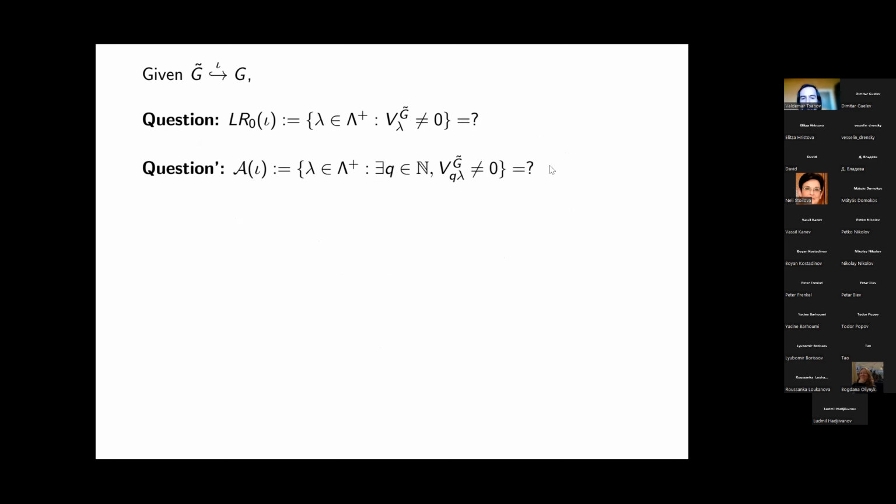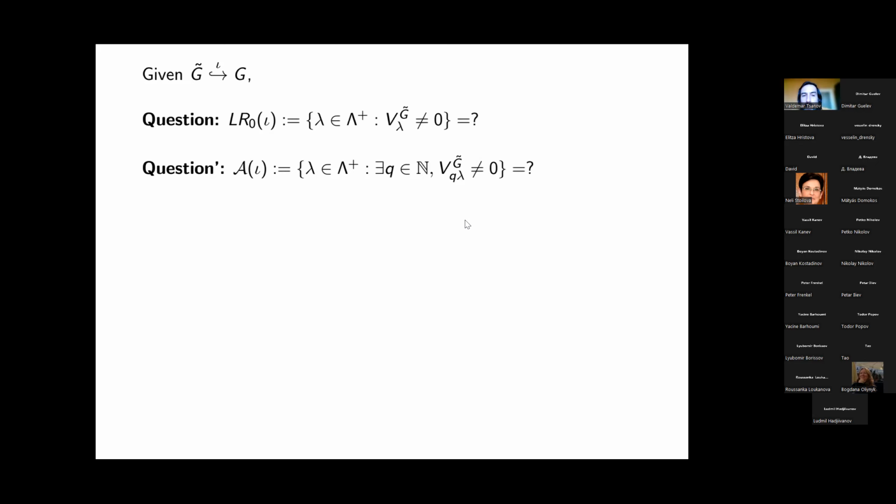And here is a slightly different question in a slightly different set. Those lambdas, which when you multiply them by some natural number, then you acquire invariance with respect to the subgroup. So we have a semigroup, so this multiplication is fine. And we can ask this question. So the above is a generalization of the Littlewood-Richardson semigroup. This has the LR, and the 0 is because it is not exactly the Littlewood-Richardson semigroup. It will come on the next slide.